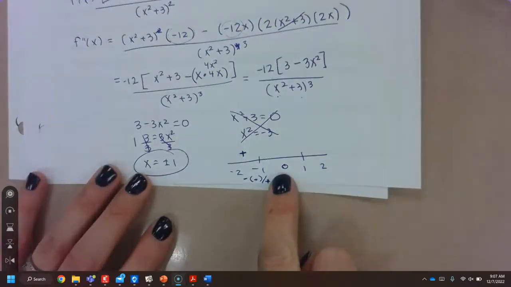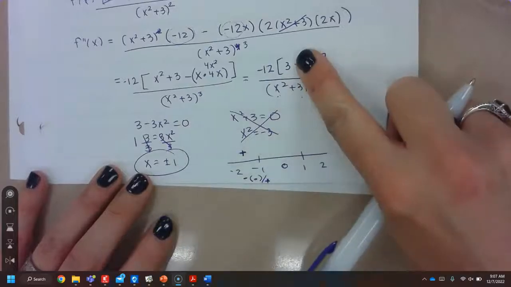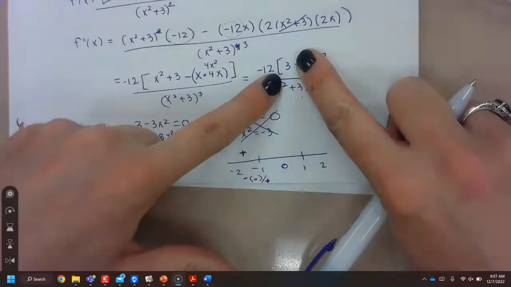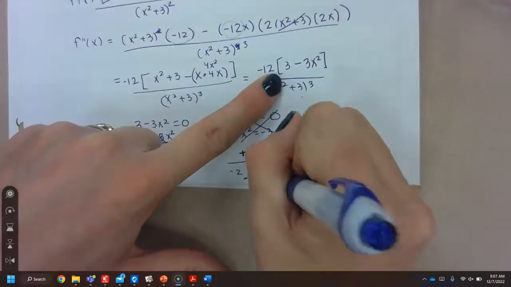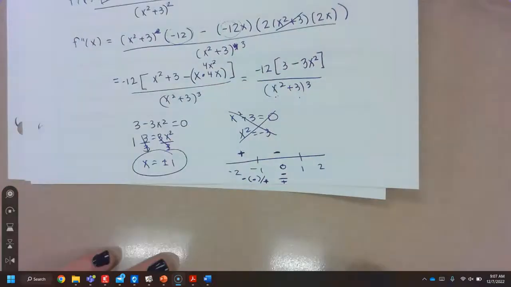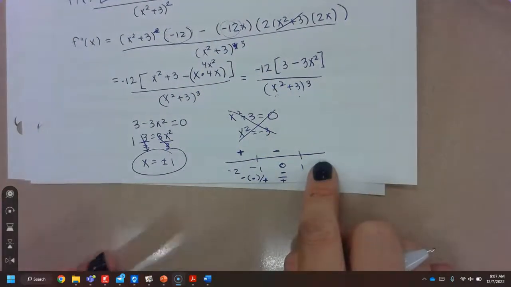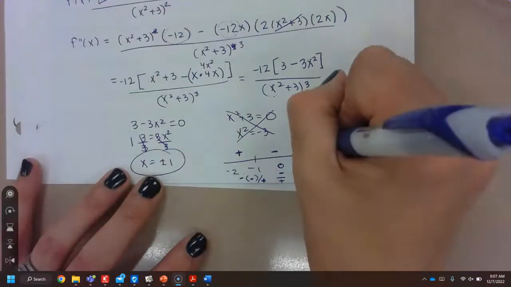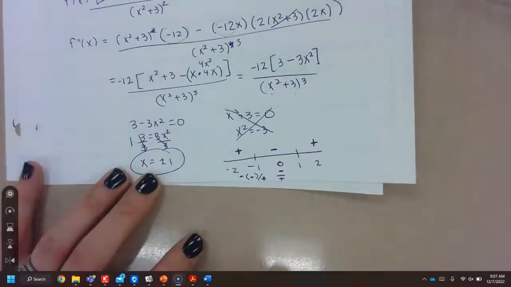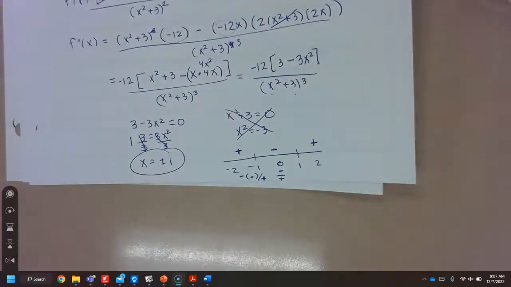For 0, that goes away. So you get a negative times a positive, which is a negative. And again, that denominator is positive. So you get a negative. And for 2, you're going to get the exact same answer as negative 2 because of everything being squared. So we know that it's a positive.